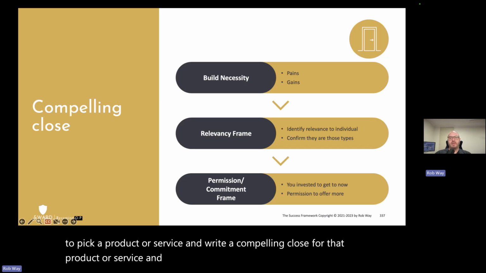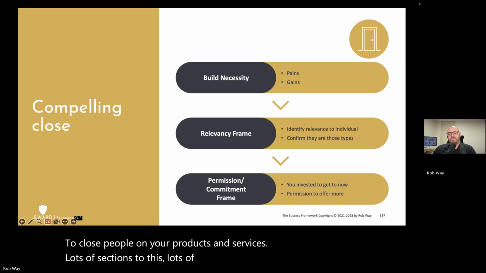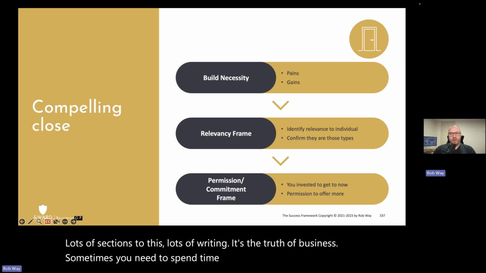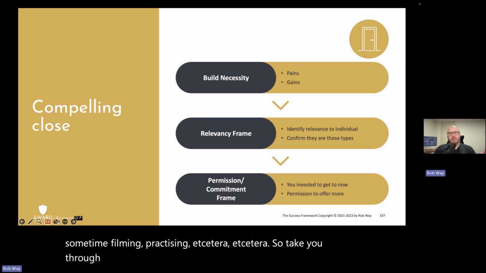And then this will be the thing that you'll use consistently and refine to close people on your products and services. Lots of sections to this, lots of writing. It's the truth of business. Sometimes you need to spend time writing to refine your thinking, sometimes filming, practicing, etc. So I'll take you through it. You'll choose to do it or you won't. It's totally in your court.